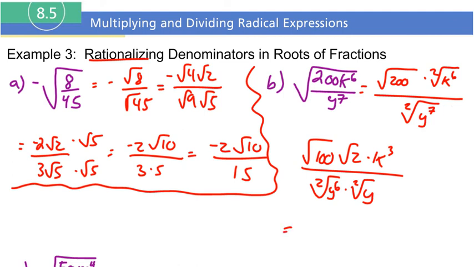Okay, so let's clean this up now. The square root of 100 is 10. Square root of 2 is just square root of 2. And then we have k to the power of 3. So 10 k to the power of 3 times radical 2. All right, nice.